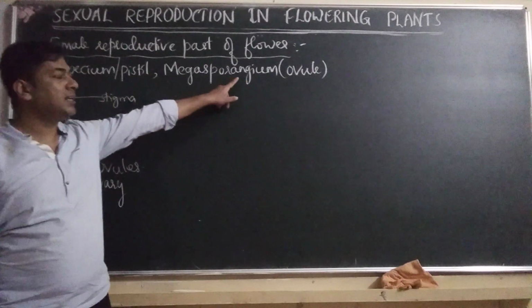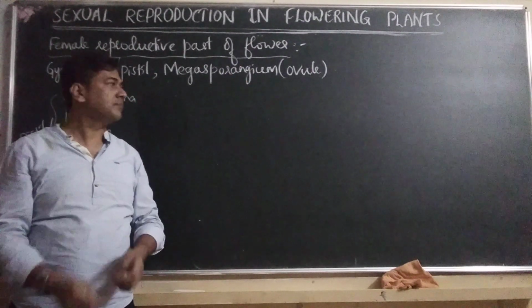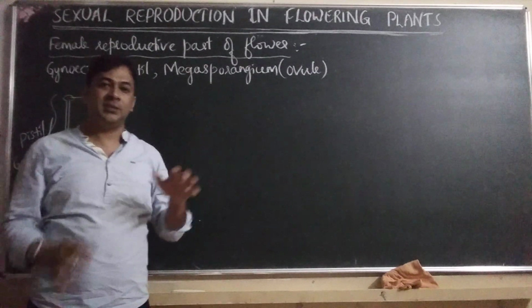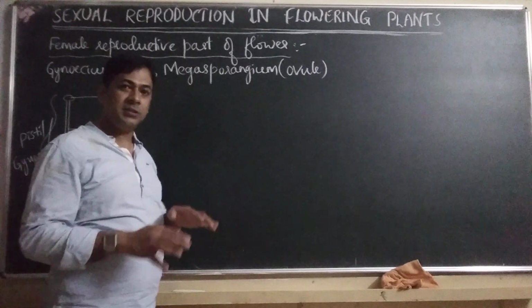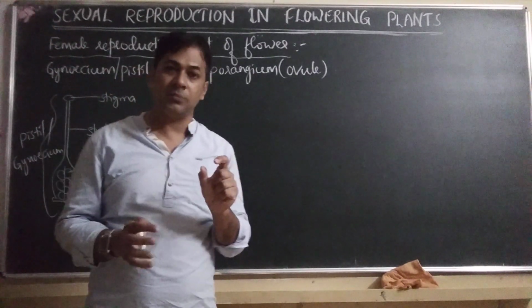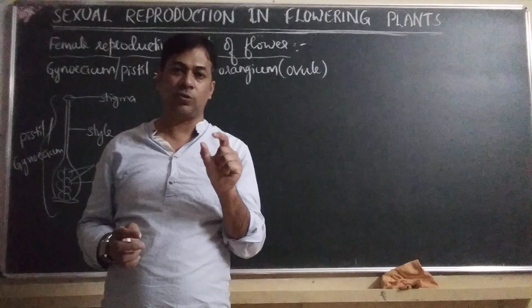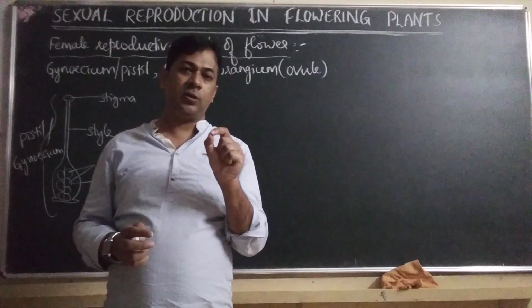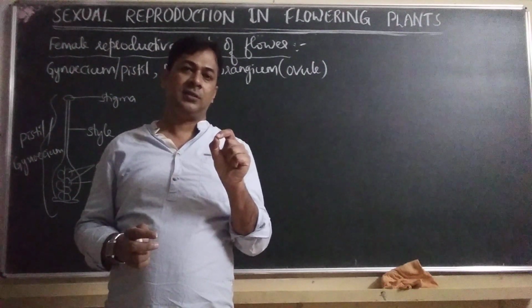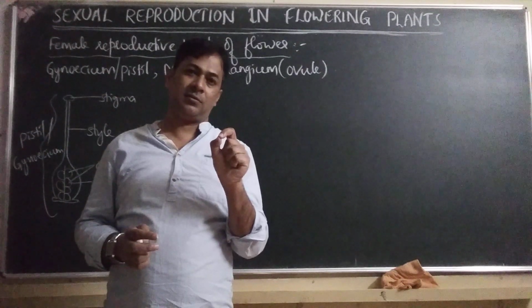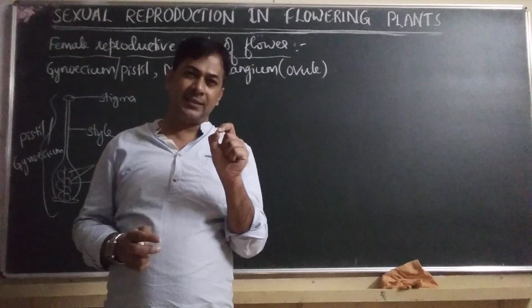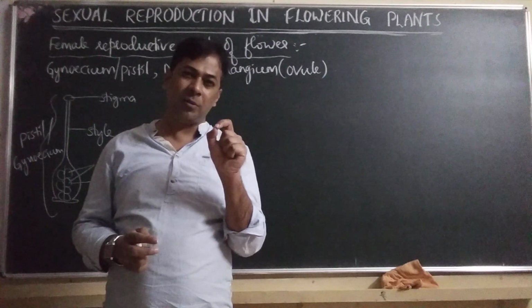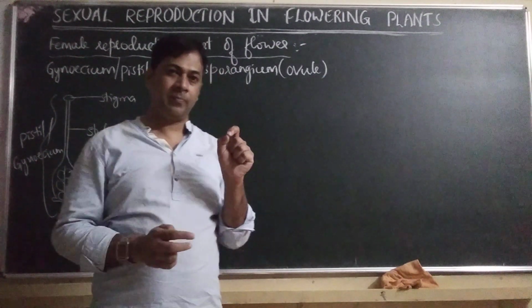The word angium means a bag-like structure. Sporangium means a bag containing spores. Megasporangium means a bag containing megaspore. Mega means large or big. Compared to the size of the pollen grain, the egg is slightly bigger. Pollen grain is called microspore because it is smaller. The egg is slightly bigger than that, so it is called megaspore, meaning big spore.